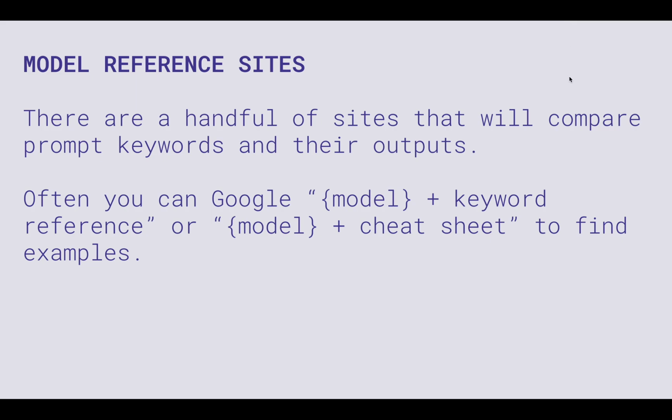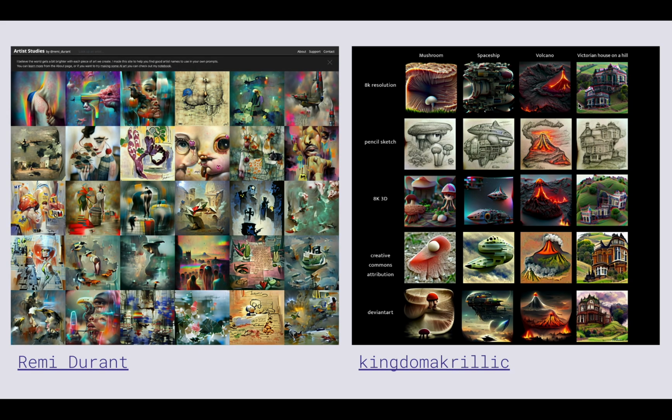Or cheat sheet. You can try a couple different things here. So it could be model cheat sheet or model keyword reference to find examples. These are a couple famous early ones that have existed. Remy Durant made one that is called Artist Studies. I think these were probably made, even before Stable Diffusion, or maybe these are Stable Diffusion 1.5. There's another one from Kingdom Acrylic.